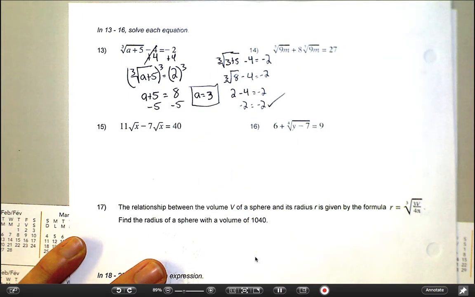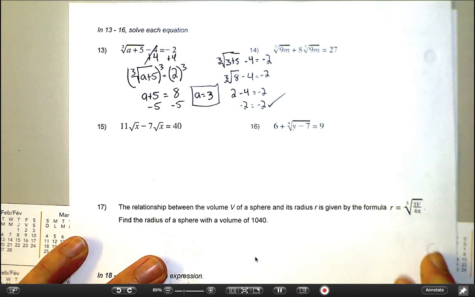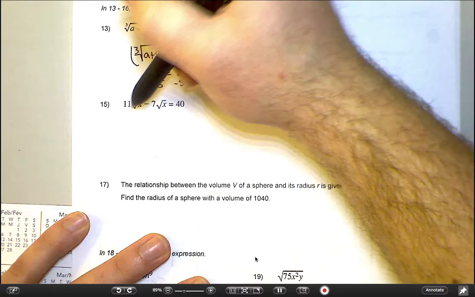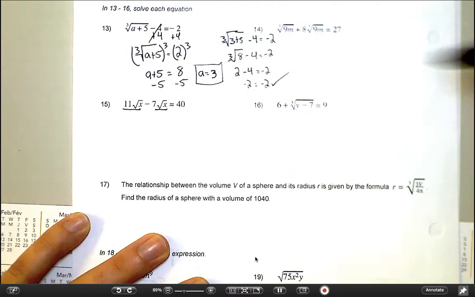It is not extraneous. Let's talk about number 15. Number 15 is the same process. It just looks a little bit different because I have 2 separate roots here, and I'm not going to be able to solve for 2 separate roots. So we need to start by getting those 2 roots together, which are really like terms.